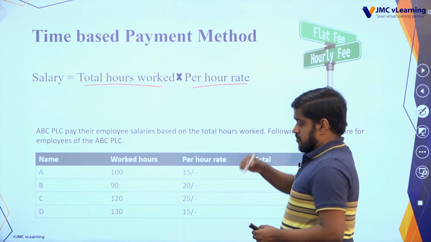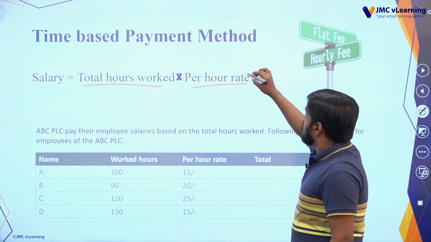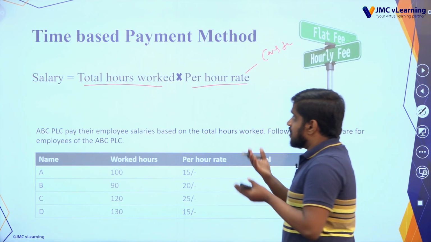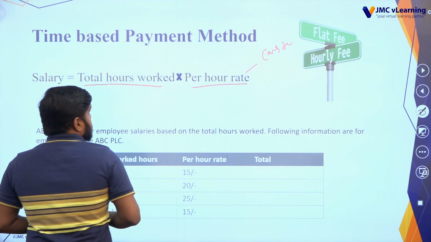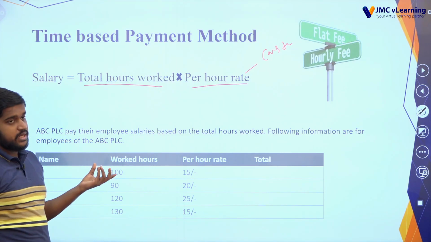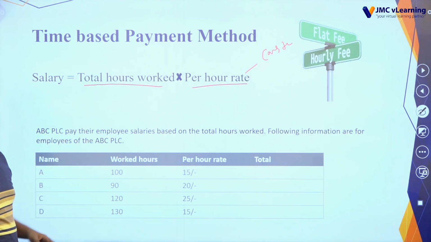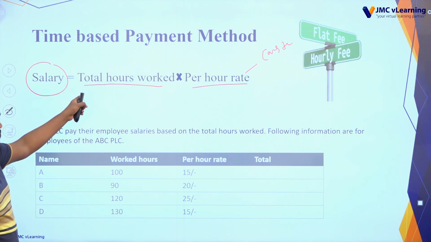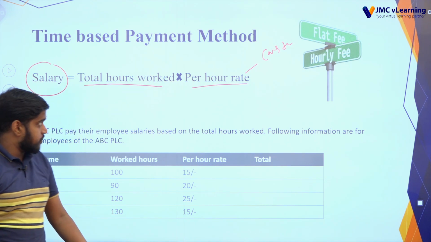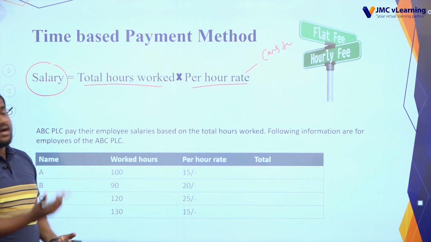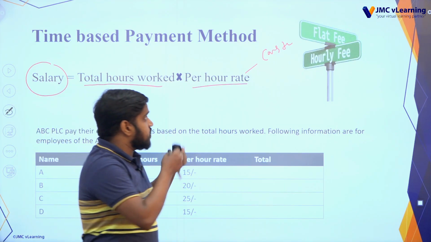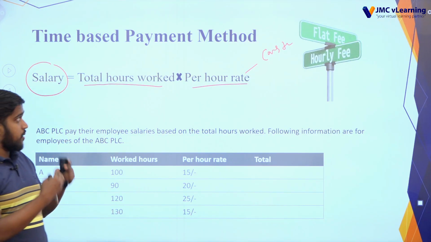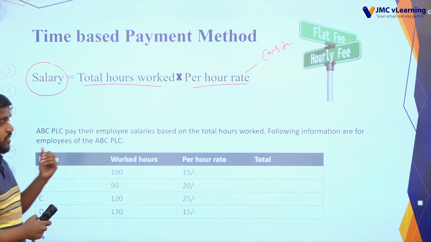The special thing is that in most cases the per hour rate is constant. Whatever hours are worked, this per hour rate is constant. That's the most important thing when we calculate salary based on the time-based payment method. Then we take total hours worked and multiply it by the per hour rate. In most situations this rate is constant, but in some situations some organizations adjust this time-based per hour rate based on some criteria.